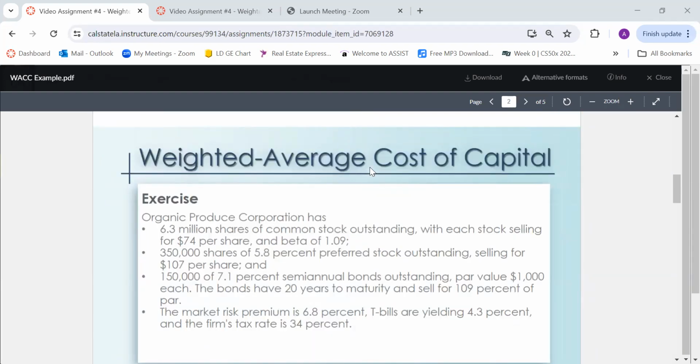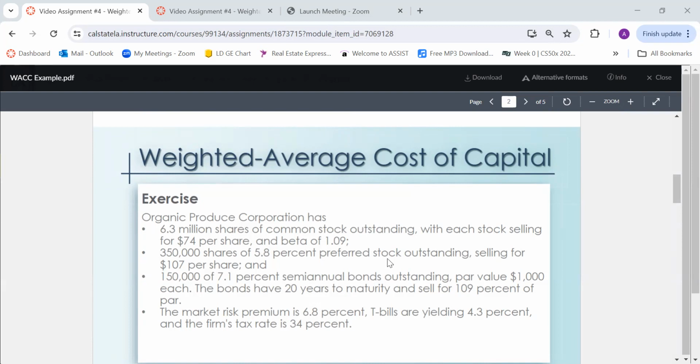So today we're going to go over this exercise on how to use a formula for weighted average cost of capital. It says Organic Produce Corporation has 6.3 million shares of common stock outstanding, with each stock selling for $74 per share and a beta of 1.09. It also has 350,000 shares of 5.8% preferred stock outstanding, selling for $107 per share, and 150,000 of 7.1% semi-annual bonds outstanding, par value of $1,000 each.